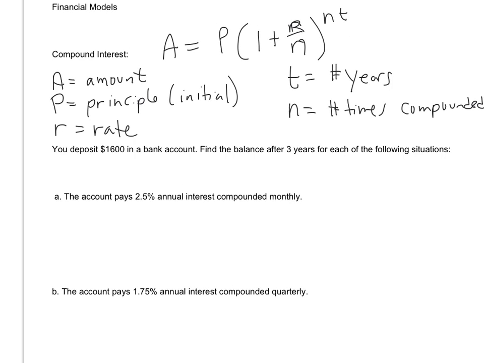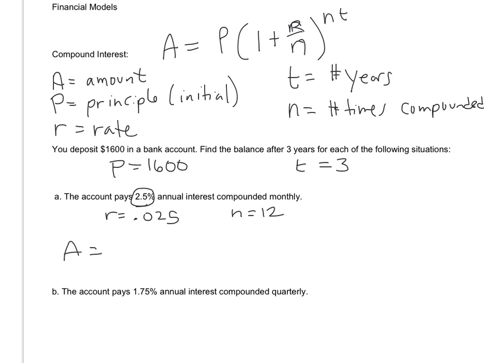So this says you deposit $1,600 in a bank account. So that looks like P, that's principal. Find the balance after 3 years, so that looks like t. So it looks like in all these examples, P is 1,600 and t is 3. So the first one says it pays 2.5%, so r would be 0.025, compounded monthly. So that makes n equal to 12. So all I have to do now is plug all these values in.